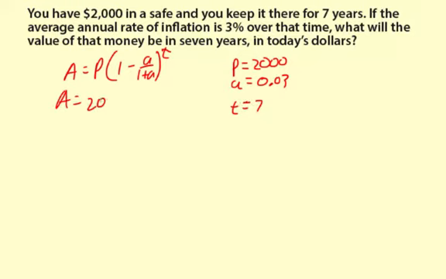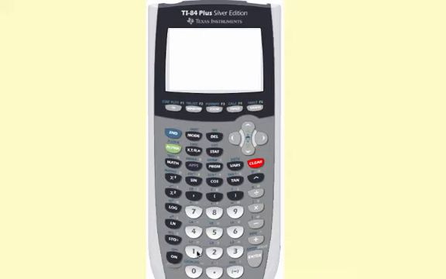So it's going to be 2,000 times 1 minus 0.03, over 1.03, to the 7th power. So now we can go to the calculator. I'm going to figure this part out inside the parentheses first.